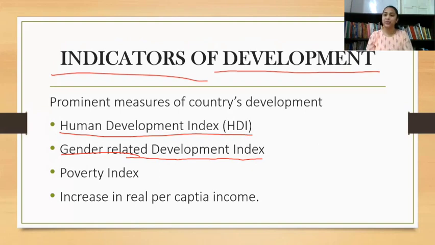So when this improves, then we say that yes, the country as a whole is progressing. Poverty index, right? How the lowest rung of the society, how we are able to improve the quality of life of the lowest rung of the society.